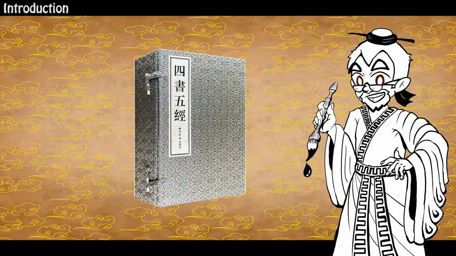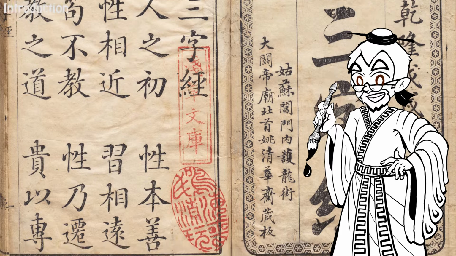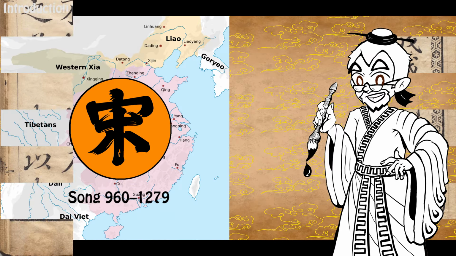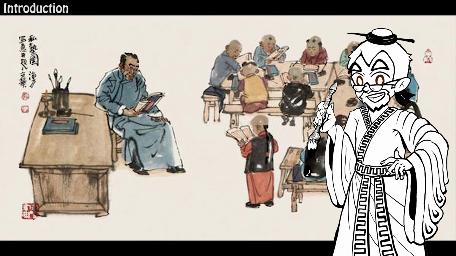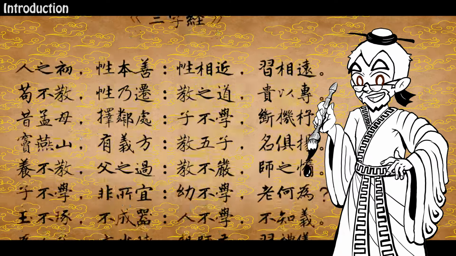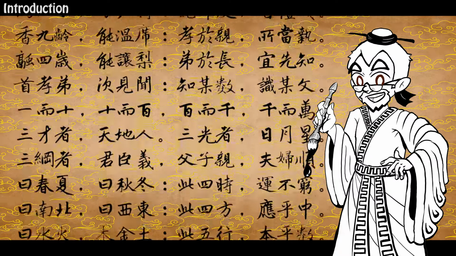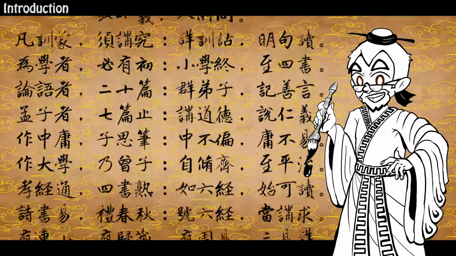But for now, let's have a look at our very first text, the 三字经, aka the 3-character classic. It was written during the Song Dynasty, and for centuries it was the primary education text used to teach children how to read and write. The text itself is around 1200 characters long, arranged in lines of 3 characters, giving the text its name, and further into rhyming verses of 6.